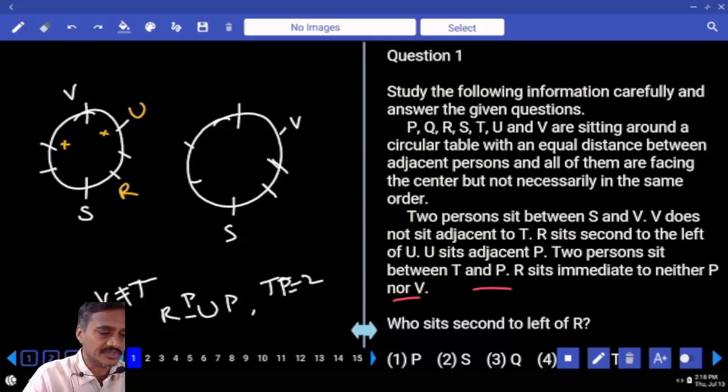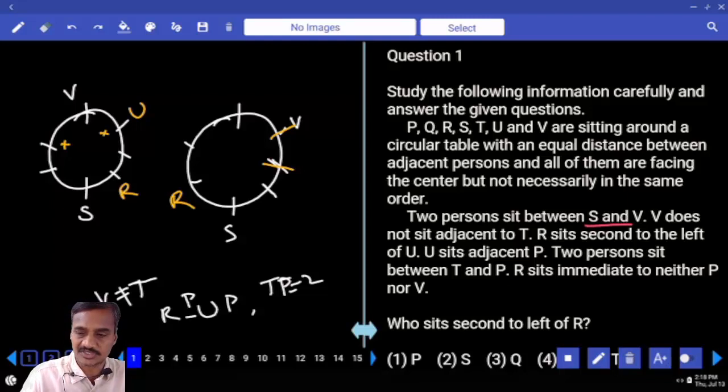In the second case, if you take for example S is here, can you take R at this place or not? Now if R is here, there are two people between R and P, so P will be here, isn't it? Then if P is here, between P and T there must be exactly two people. Here again, two persons between S and V, and V does not sit adjacent to T. R sits second to the left of U, and U must be here. U is here, P is here, and there are two persons in between these two. The person left over is Q.